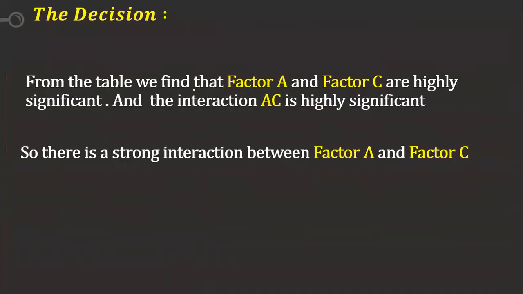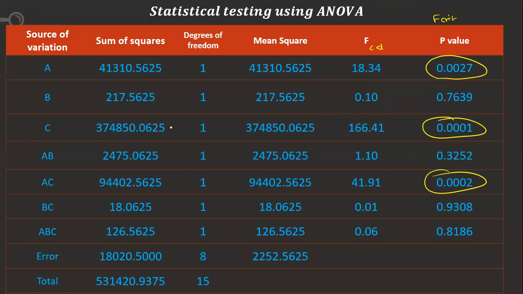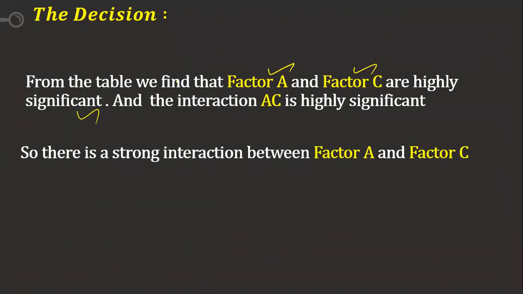Now from the table we find factor A and factor C are highly significant, and the interaction AC is highly significant. That's what is shown here. Factor A is significant, factor C is significant, and the interaction AC is significant. From the table, we find that factor A and factor C are highly significant and the interaction AC is highly significant. So I'm coming to a conclusion: there is a strong interaction between factor A and factor C because it shows here.